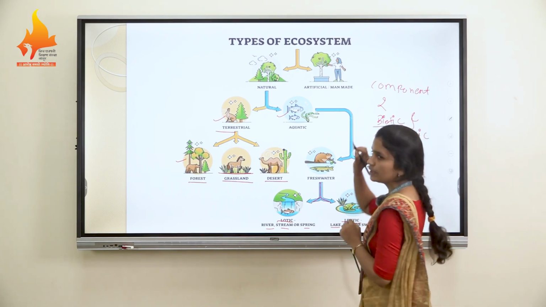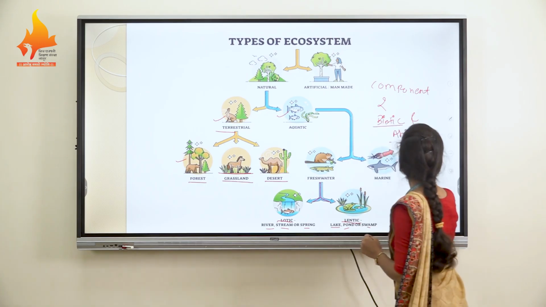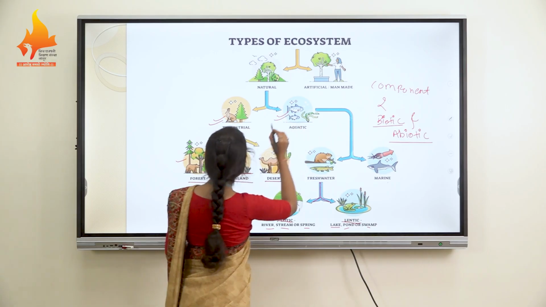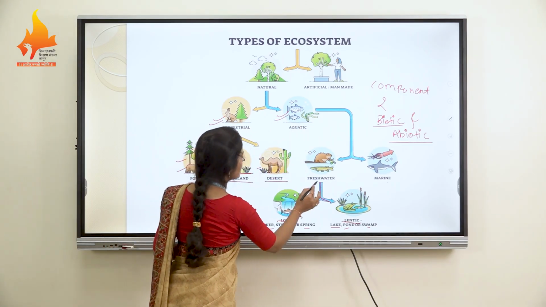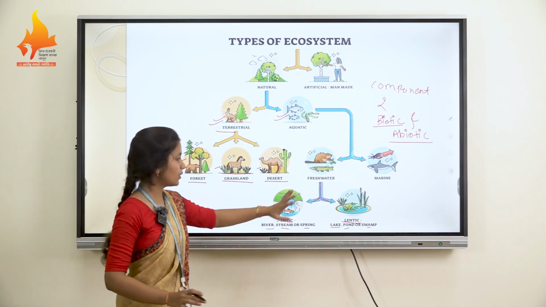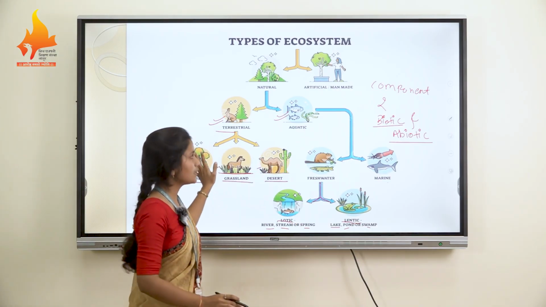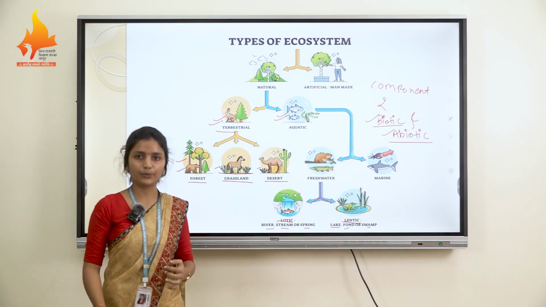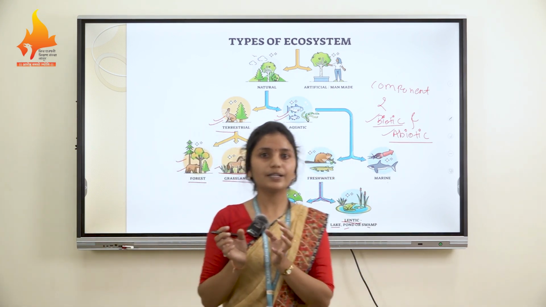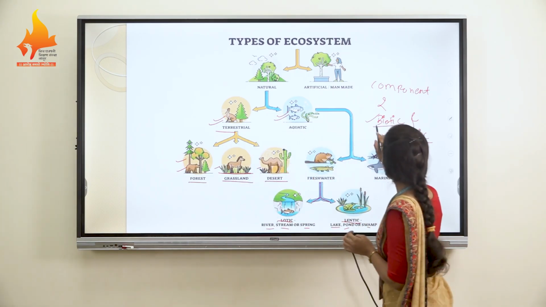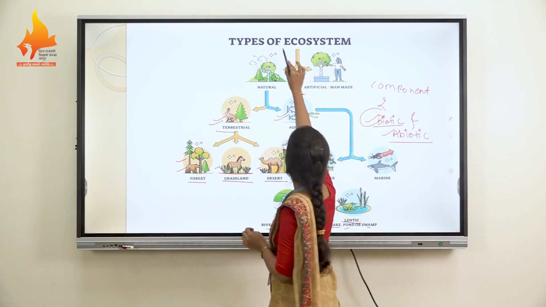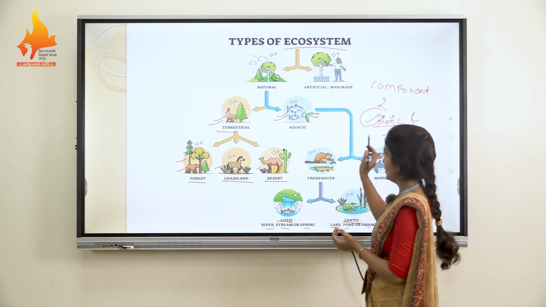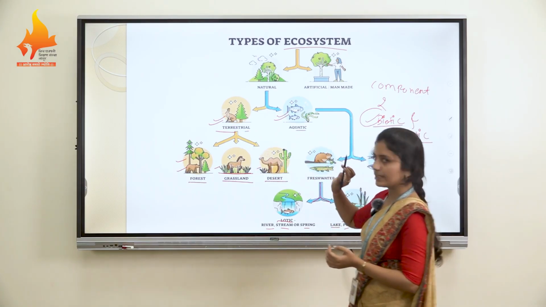Biotic component means what? Living component of ecosystem. And abiotic component means what? Non-living component. This terrestrial ecosystem, aquatic ecosystem, forest, grassland, desert, freshwater or lentic or lotic water ecosystem, all these ecosystems have these two components, that is biotic component and abiotic component. The biotic and abiotic components interact with each other and form the ecosystem, called the terrestrial or aquatic ecosystem.